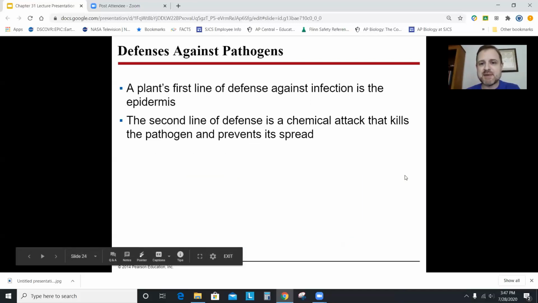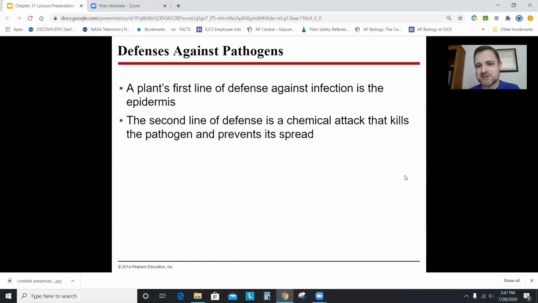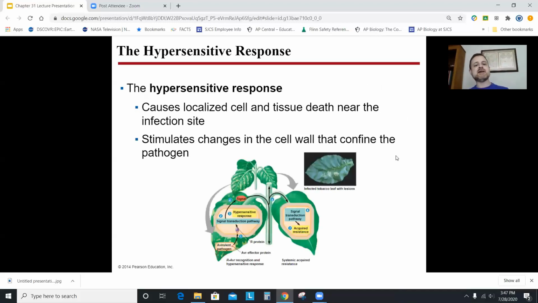Plant defenses against pathogens. So obviously the epidermis is the first line. The second line would be plants that give off chemicals that kill the pathogen or prevent its spread. And last slide, the hypersensitive response. So you've probably seen leaves that look kind of sick and disfigured like this. So if a plant has a localized area of infection, there's a whole pathway, it's a signal transduction pathway that changes the cell walls of the cells around the pathogen that prevents it from spreading.